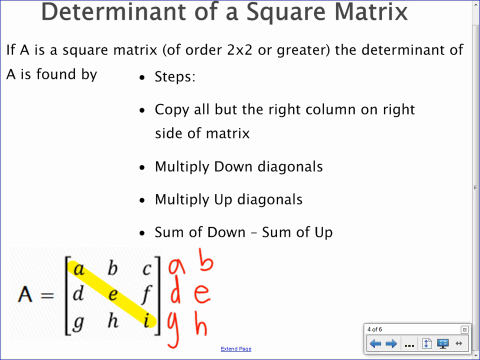So we're going to multiply AEI, BFG, BDH. And we're going to take that sum.